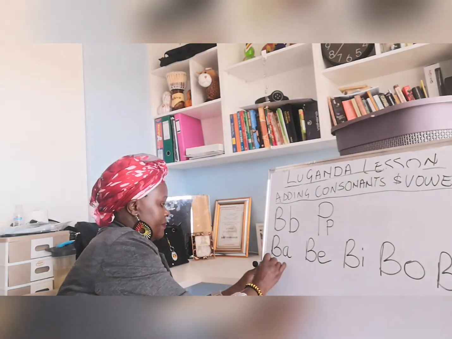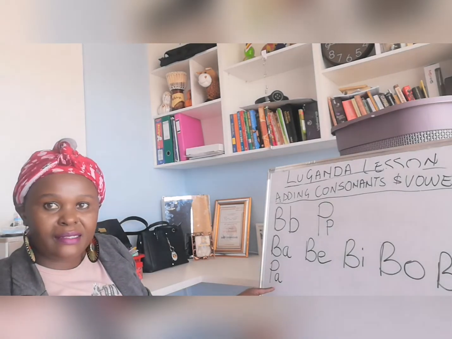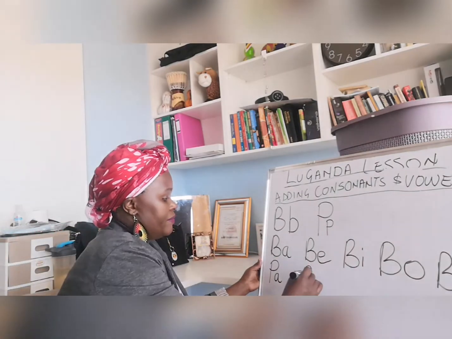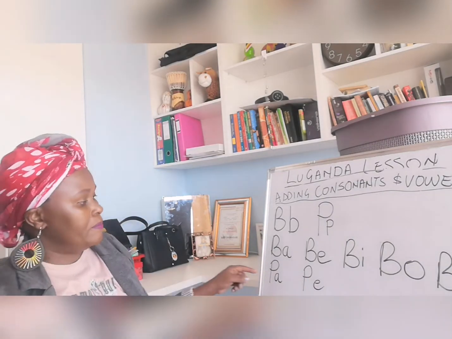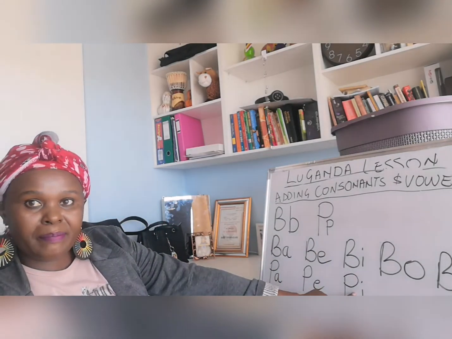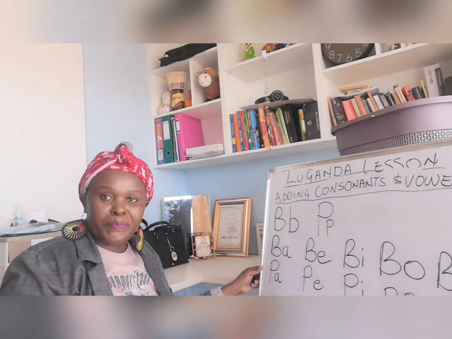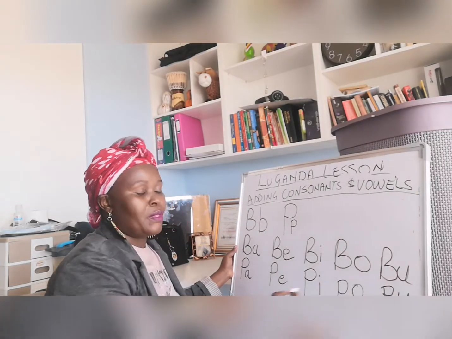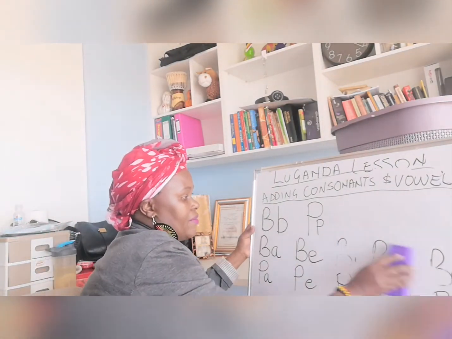So pa and a is pa. P plus A, we get pa. Pa and e, pe. Pa and i, pi. Pa and o, po. Pa and u, poo. Okay, let's continue.